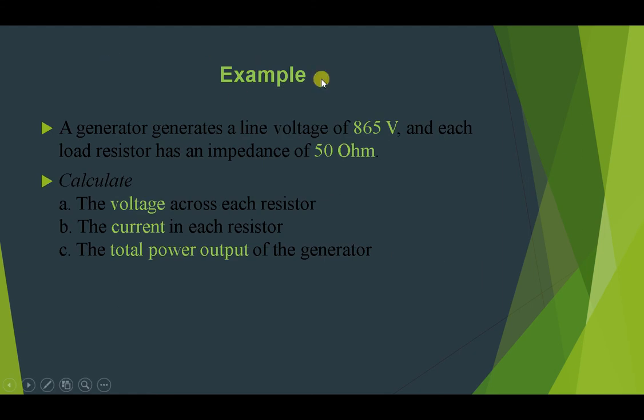So here is an example for you to solve at home. We have a generator which generates a line voltage of 865 volts, and each load resistor has an impedance of 50 ohms. We need to calculate the voltage across each resistor and the current in each resistor, and then the total power output of the generator. You can go through the three-phase system, the formulas of star and delta connection we studied in our last lecture, and this is sort of homework for you to refresh your mind about the three-phase system.